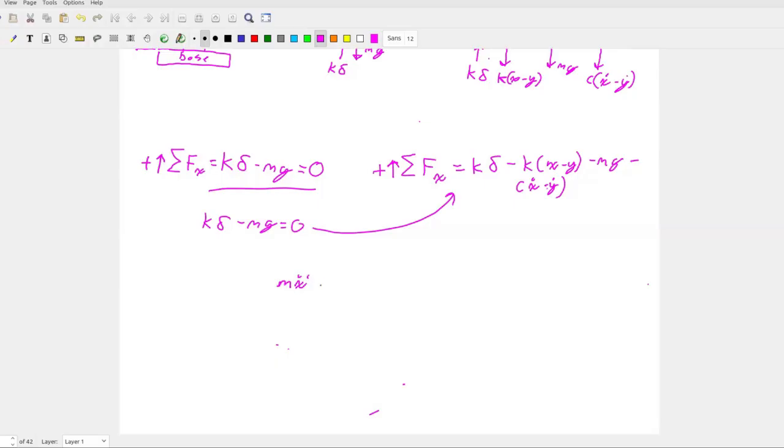mx double dot plus cx dot plus kx. All looks good so far. Everything else is going to go on the right-hand side. I've got cy dot plus ky.